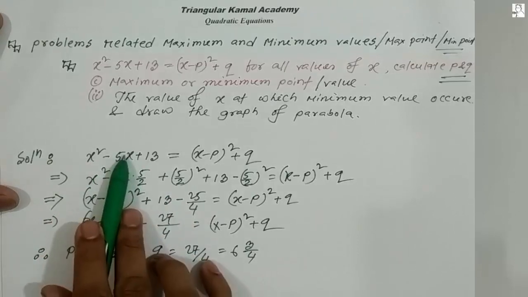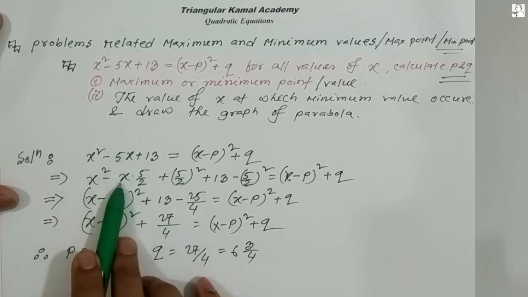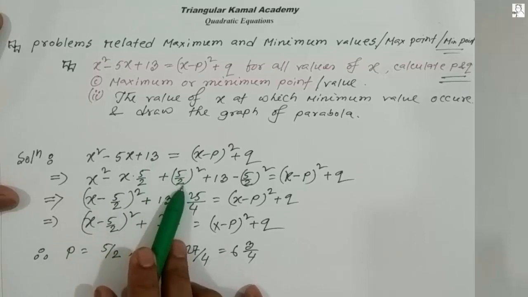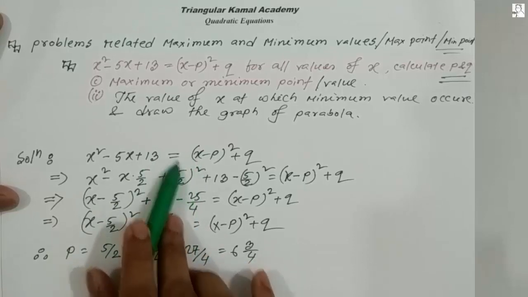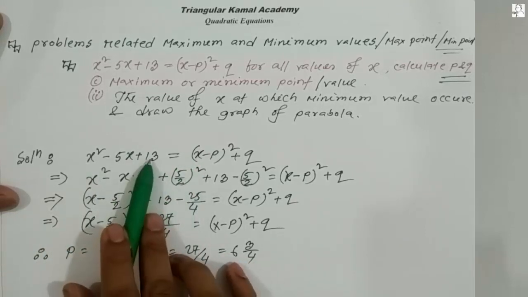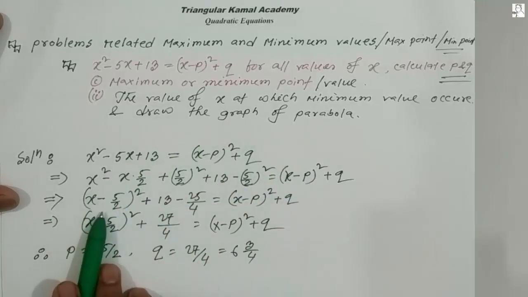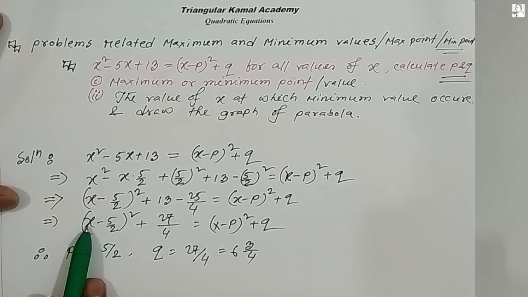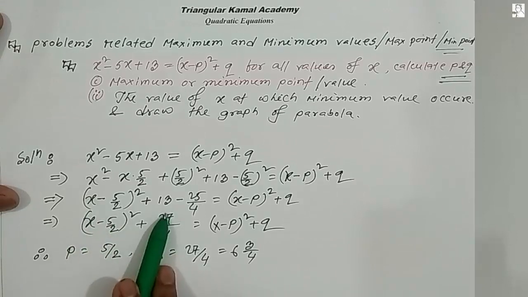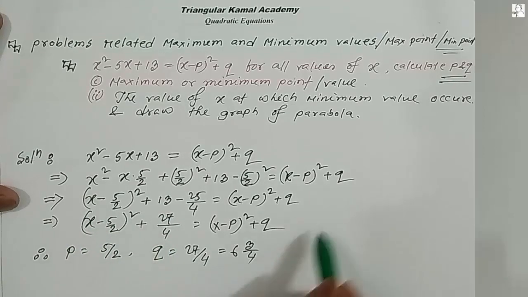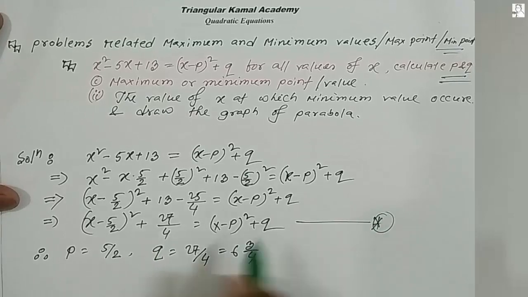x square minus 5x, that means we add (5/2) square here as an extra to make the formula (x minus 5/2) whole square, then plus 13 will remain the same. Now doing the calculation, the left side is finally (x minus 5/2) whole square plus 27/4. Comparing both sides, we get p equal 5/2 and q equal 27/4.